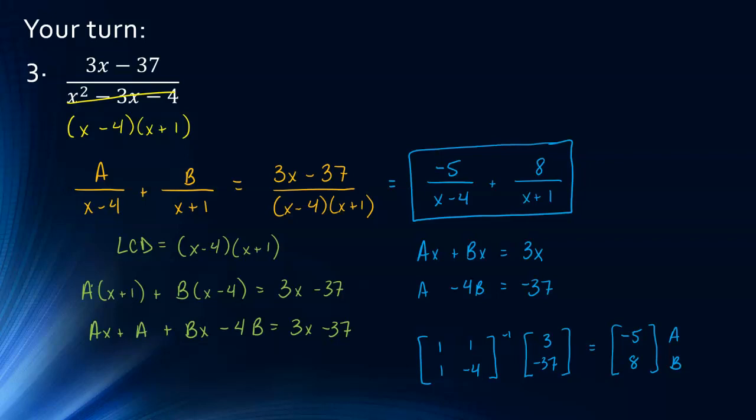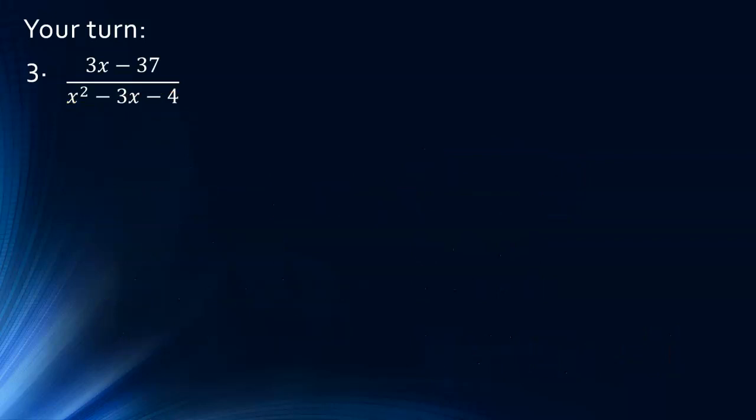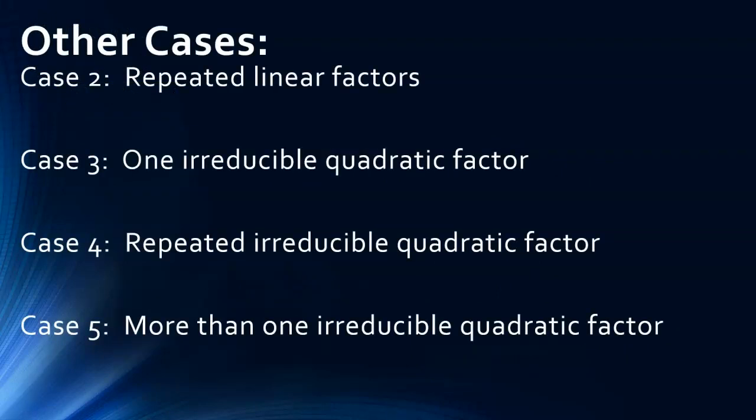You get negative 5 and 8. So your a value is negative 5 and your b value is 8. So hopefully that makes sense. And so, like I said, this is just one case out of 5. And so these are all the different possible cases.